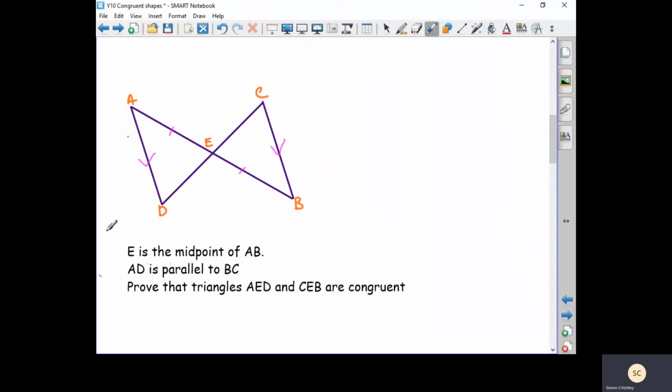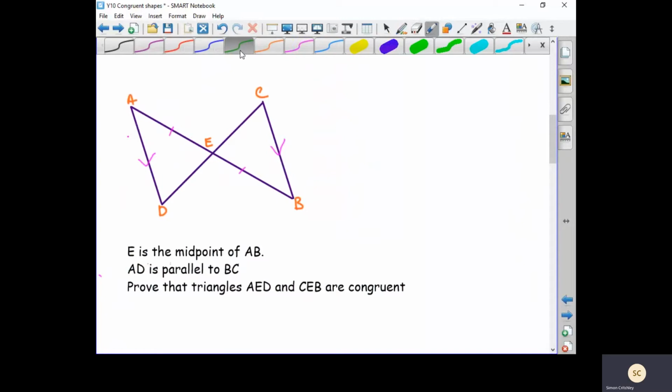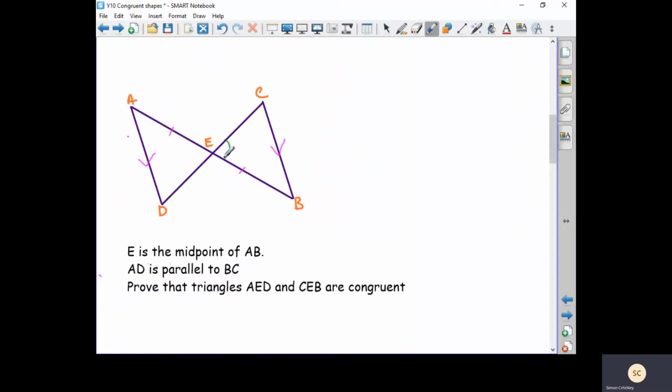Okay, right, let's have a look at this one then. Well, I think the first fact that I'm going to use is that this angle in here and this angle in here are the same size as each other. We'll write this at the top here. Angle AED is equal to the angle CEB. And the reason behind that is because vertically opposite angles are equal.